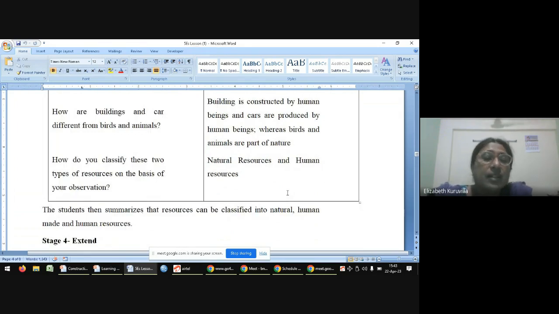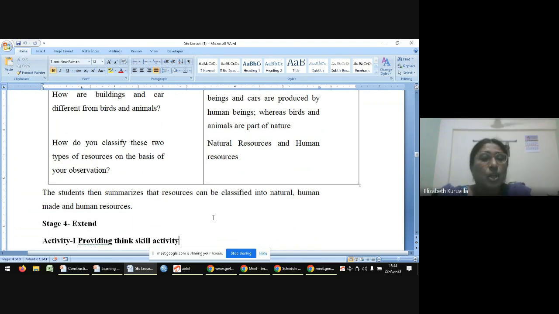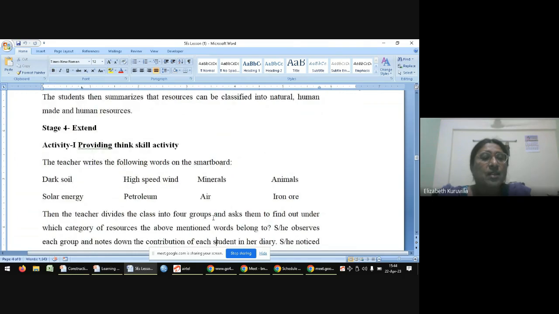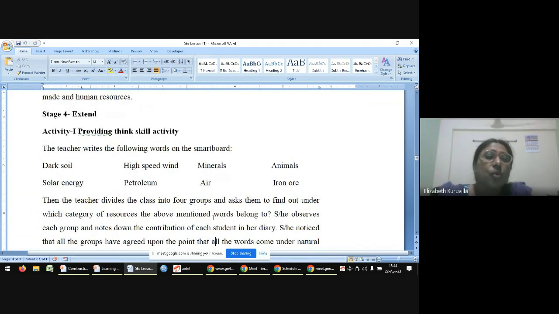How do you classify these 2 types of resources on the basis of your observation? Natural resources and human resources. The student then summarizes that resources can be classified into natural, human-made, and human resources. Then comes stage 4, extend, activity 1, providing think skill activity. For every activity, you can give a name for the activity. Here I have given providing think skill activity.